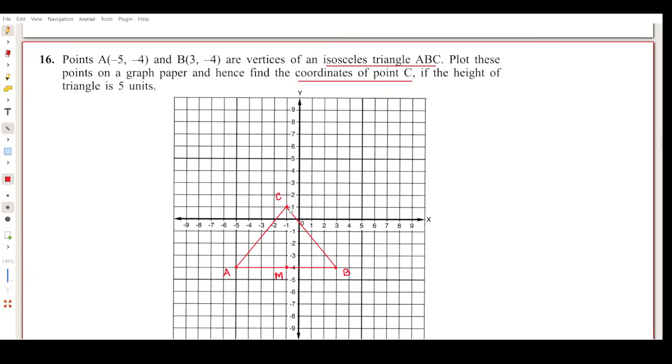Now what is the coordinate of the point C? This is minus 1 comma 1. Okay, minus 1 comma 1 is the coordinate of the point C. Now this is the height, and the height given is 5 units.